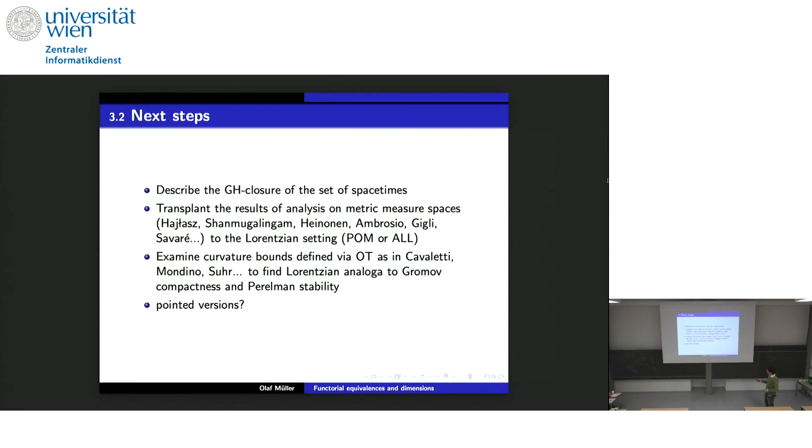And then also, okay, we could examine curvature bounds via optimal transport. This is a vast topic, covered by many talks at the conference. And one could also look for pointed versions, which I mentioned in Toronto already. In this case, it should be called a double pointed version, maybe. But anyway, so, okay.